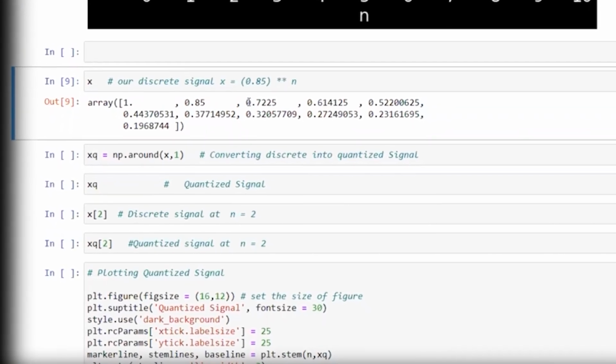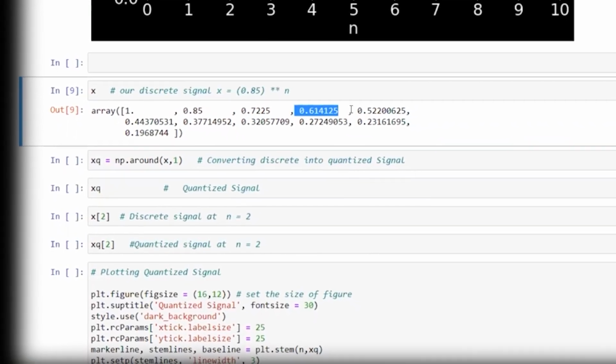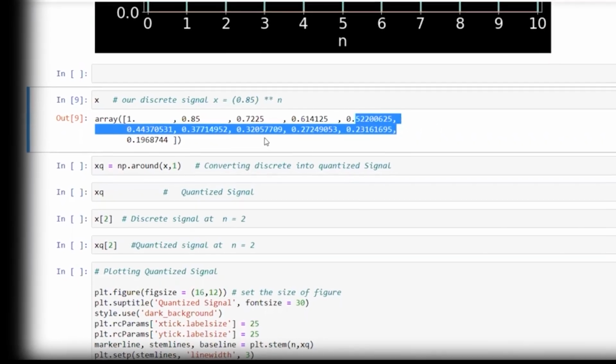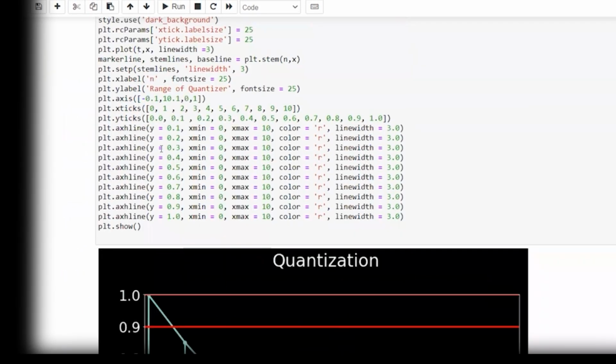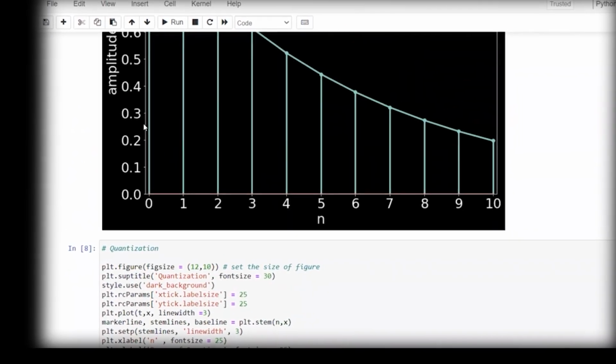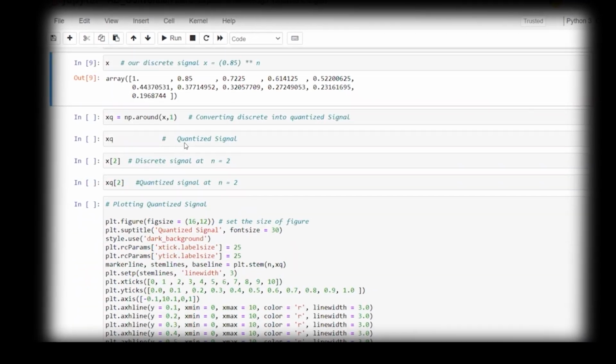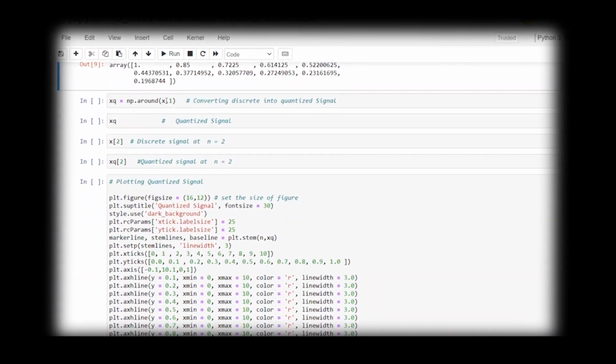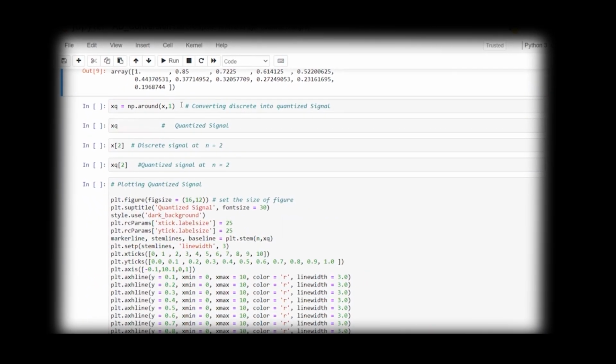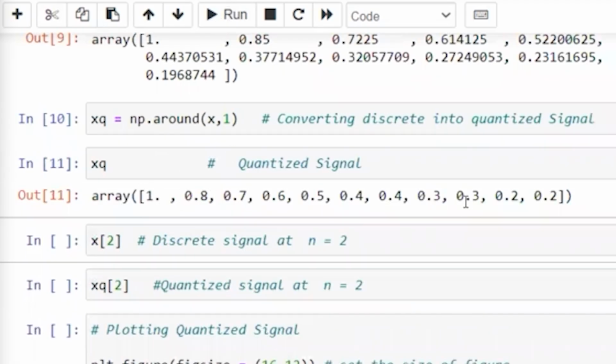Now, this is our discrete signal, and we are converting it into a quantized signal. In Python, we are using a very simple and useful function, which is numpy.around of x. When we run this command, we get the quantized values. These are the values of the discrete signal when n equals 0, 1, 2, 3, 4, and so on. For example, when n equals 2, the discrete value might be 0.72. After quantization, this value becomes 0.7.